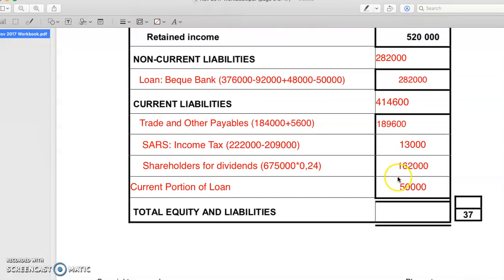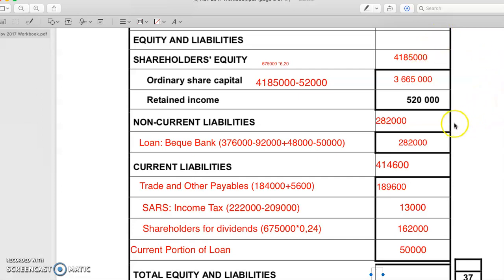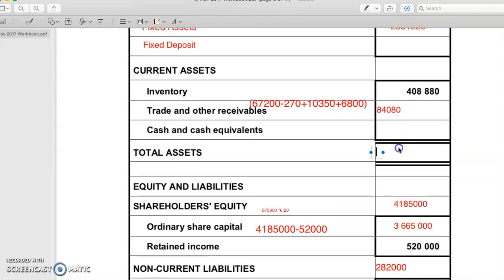actually calculate our total equity and liabilities by adding 1, 2, and 3 all together, and we should get 4,881,600. So yay, and then we can now take this amount, and we know that for our balance sheet to work, those amounts have to be the same, so we can also write it in there. And now we're almost done.